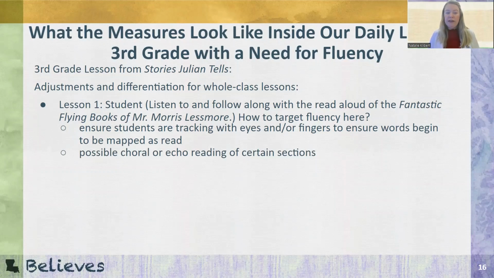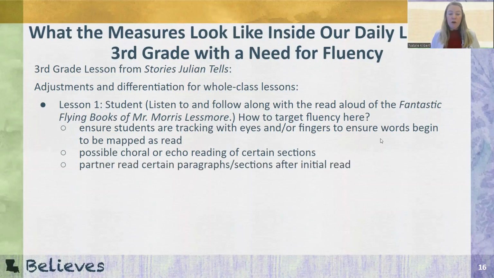A choral read is where you all read sentence by sentence together, and an echo read is where I read a sentence, the class reads that same sentence back to me. You could also partner read certain paragraphs or sections after an initial read. This is another great way to reinforce hearing the words, seeing the words, and building that sight word recognition as students are getting through some of these more complex texts.